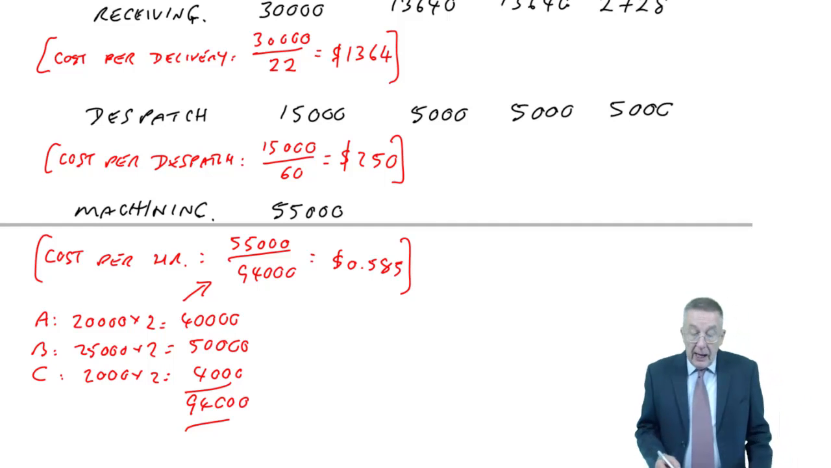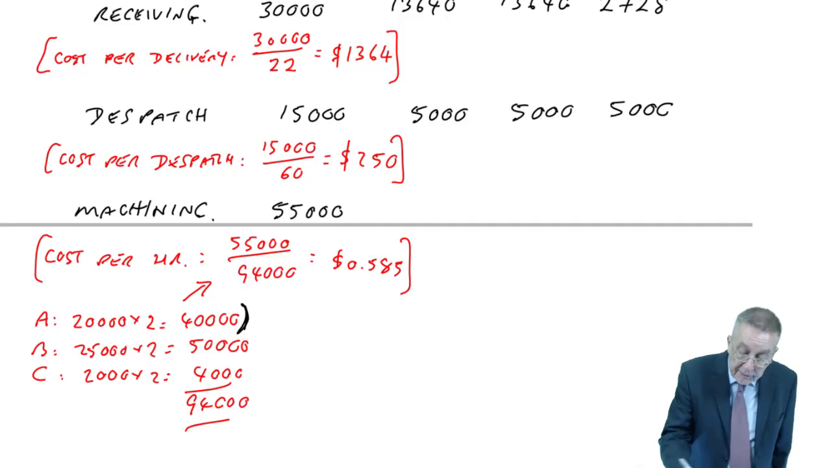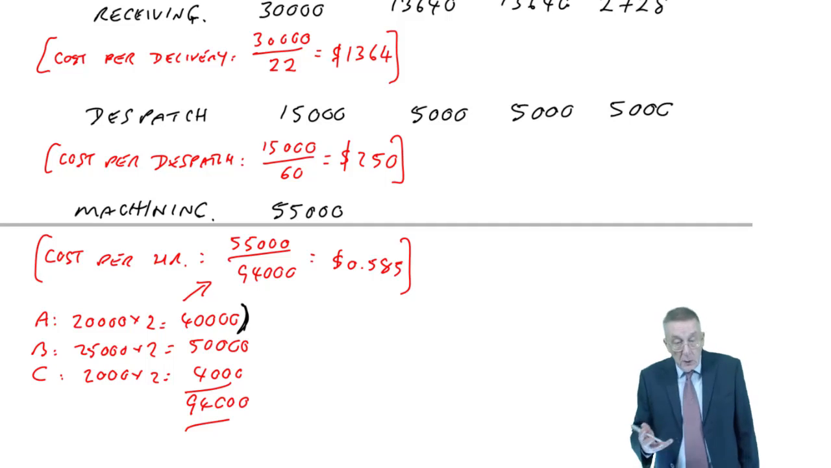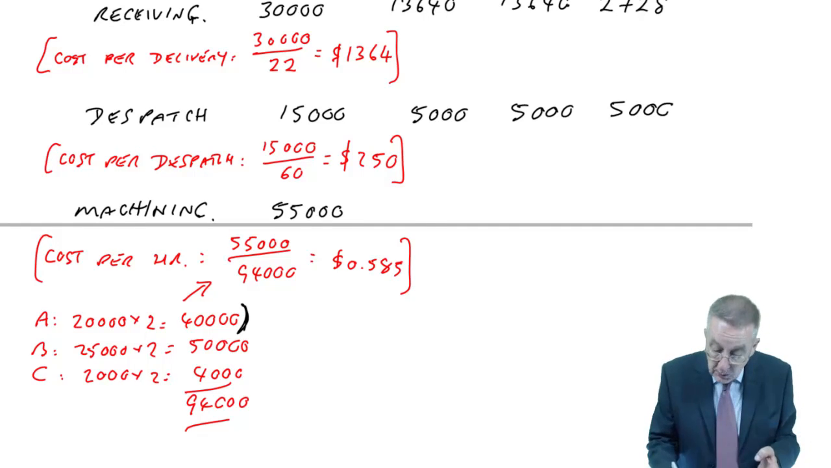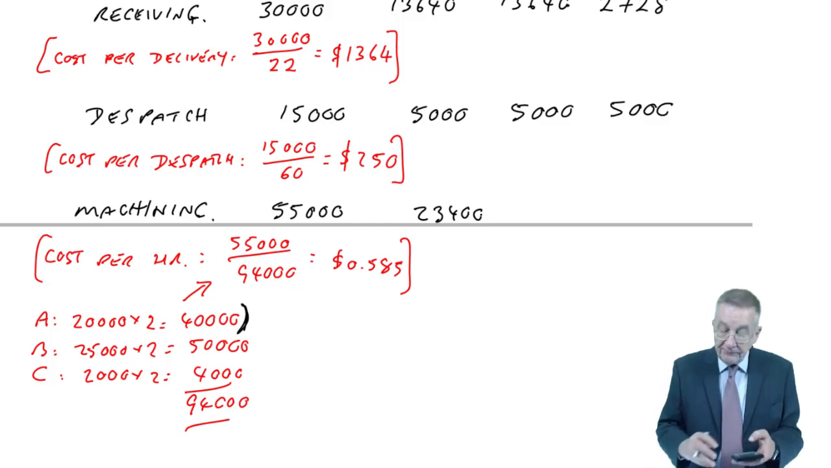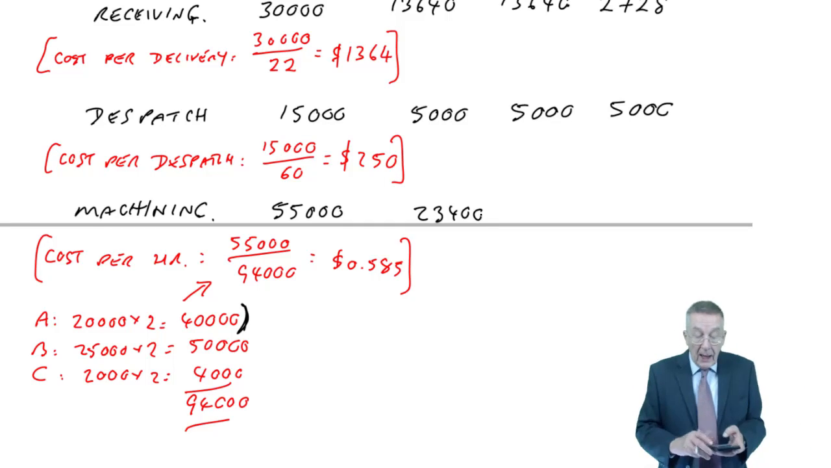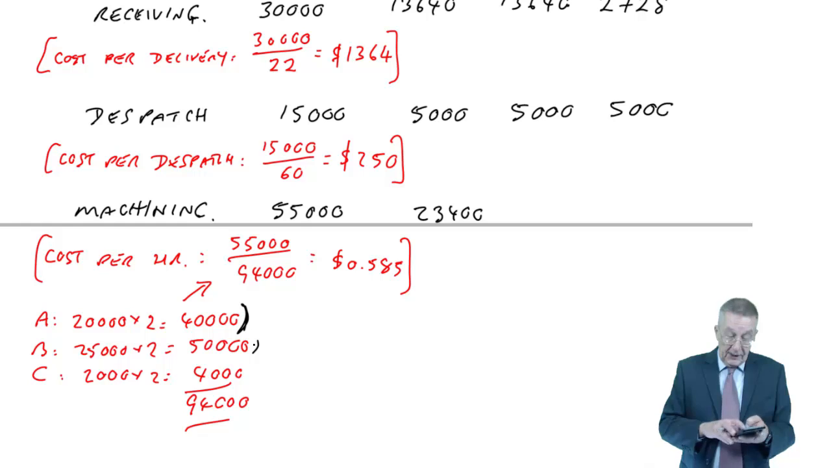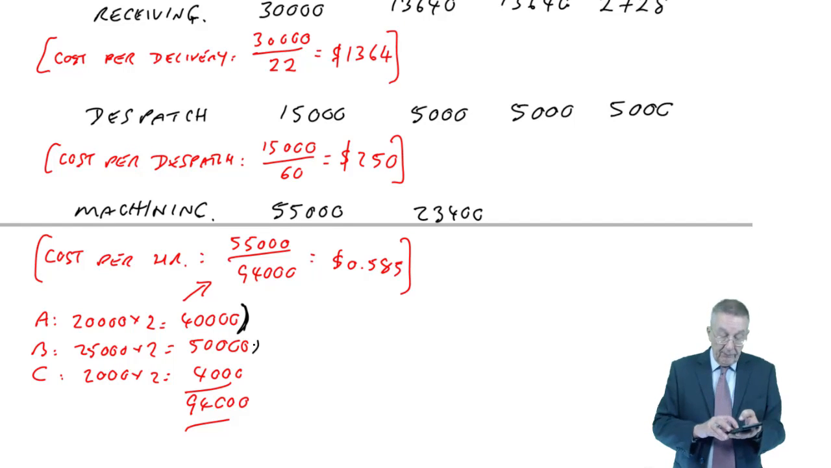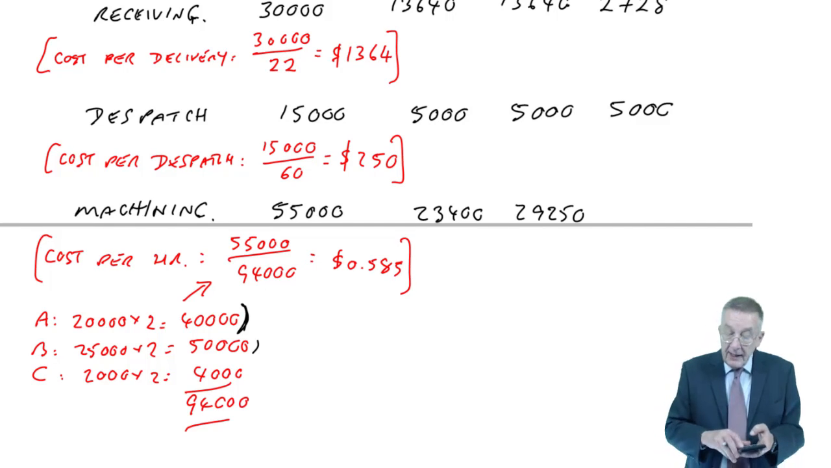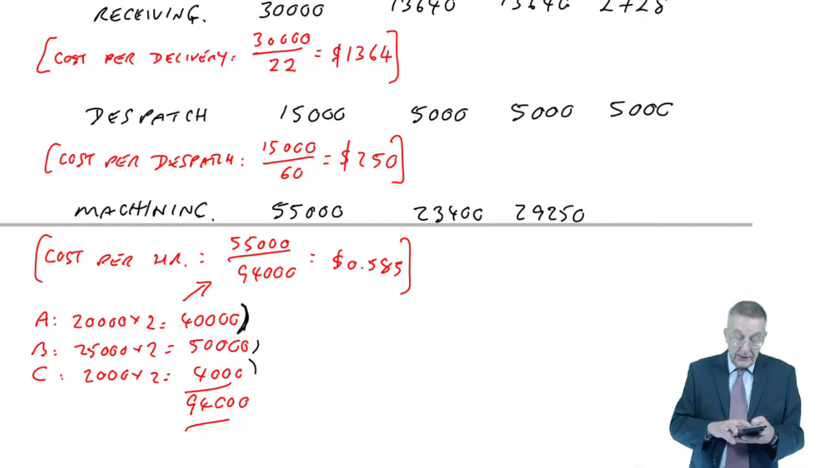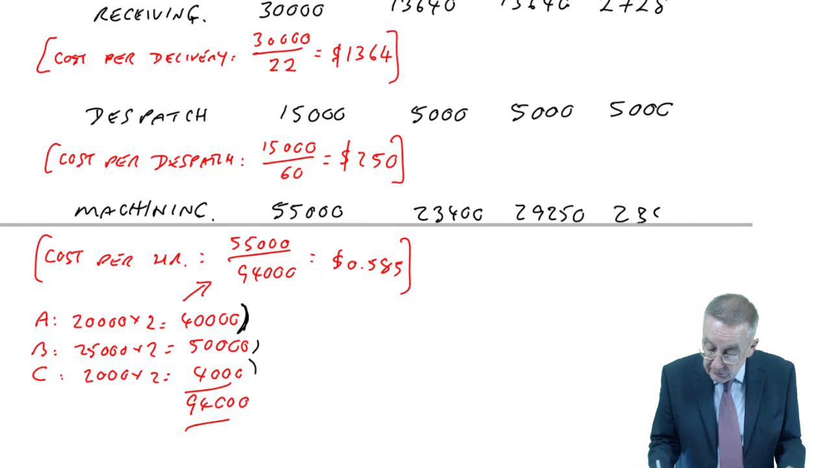How much to A? Well, remember A, there are 40,000 hours in total. So at 0.585, we'll charge in total 40,000 times 0.585 is 23,400. B, in total 50,000 hours at 0.585 is 29,250. And finally C, 4,000 hours, 0.585 is 2,340.